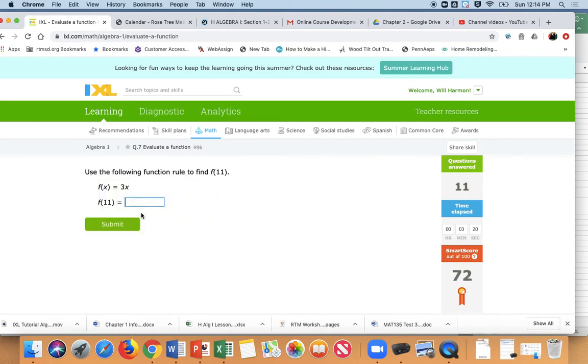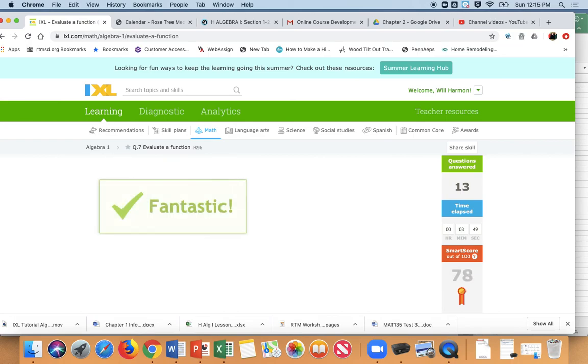Those problems might be a little bit better if you plug it in the calculator. It says use the following function rule to find f of 11. So that says 3 times 11, well, that's 33. And I'll finish it up real quick because I'm at 75 and having fun doing this problem right here. So if I replace x with a 56, 56 divided by 4, that's going to be what? 14? So 14 plus 4 is 18.